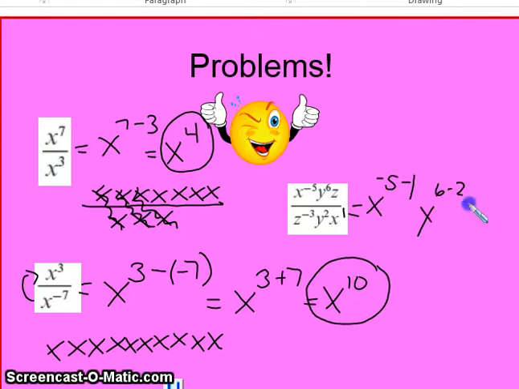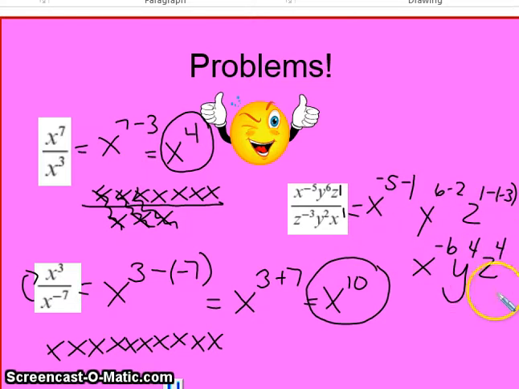And then I also have 2 z's. I have z to the 1st, and on the bottom z to the negative 3rd. So I have z to the 1 minus negative 3. Now when I simplify this, it gives me x to the negative 5 minus 1 is negative 6, y to the 6 minus 2, which is 4, and z to the 1 minus negative 3. Since I'm subtracting a negative, I'm really adding, so it's z to the 4th.